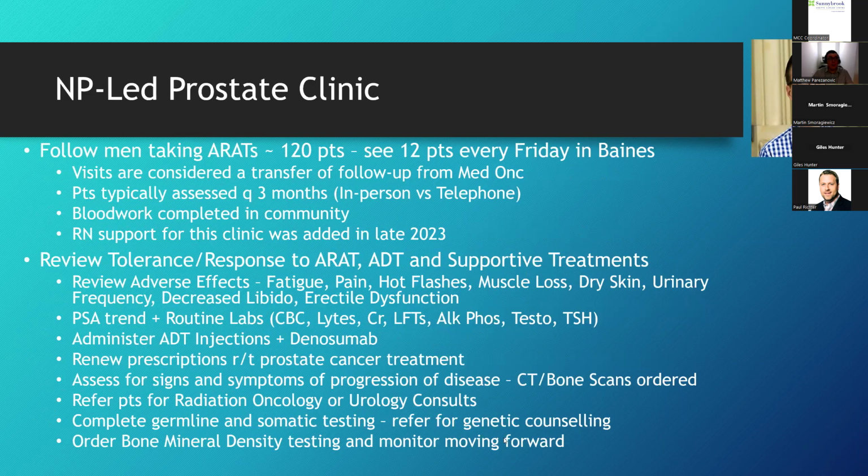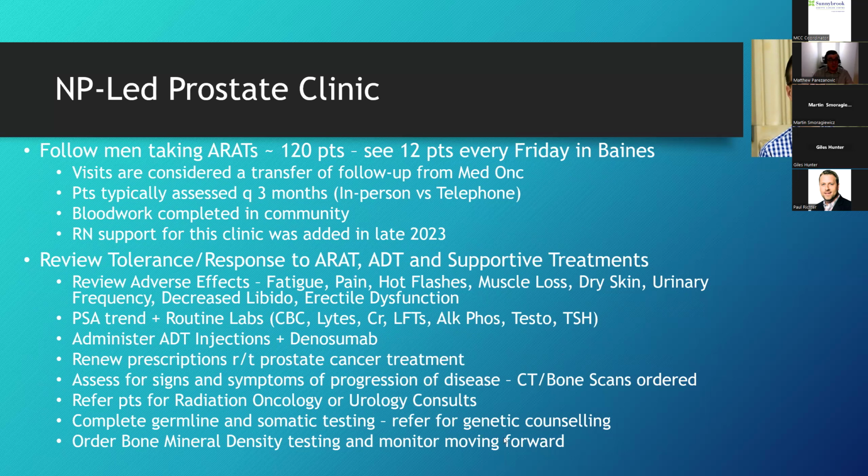So now I'll talk about my NP-led prostate clinic. I'm following about 120 men on ARAT-based therapies, typically seeing about 12 patients every Friday in our Bain Center, which is the name of a certain clinic space I use. Visits are considered a transfer of follow-up from the medical oncologist. Patients are typically assessed about every 3 months, and it's a combination of in-person versus telephone follow-ups depending on where the patient lives and how they're doing.